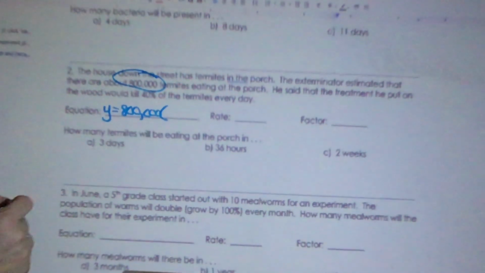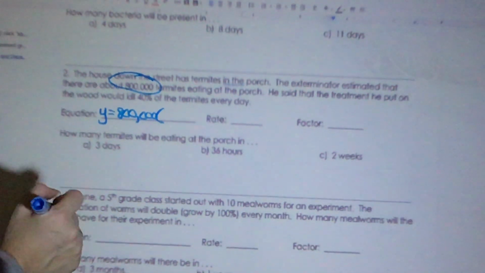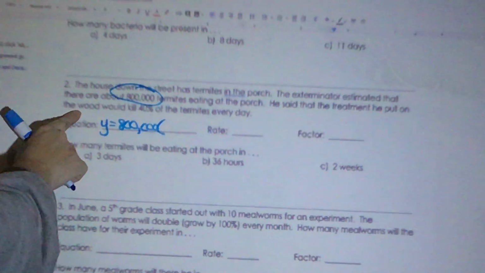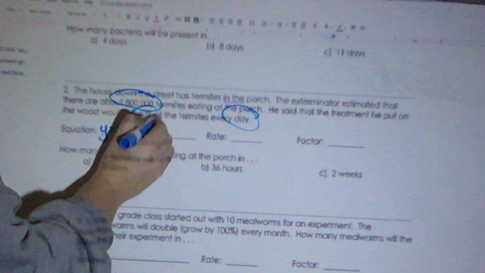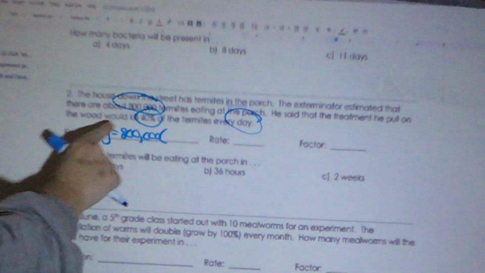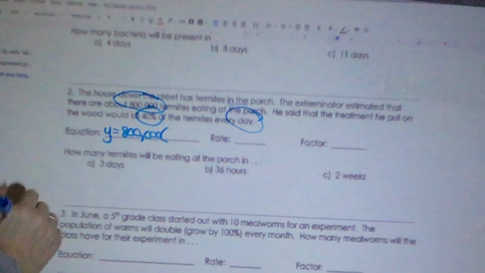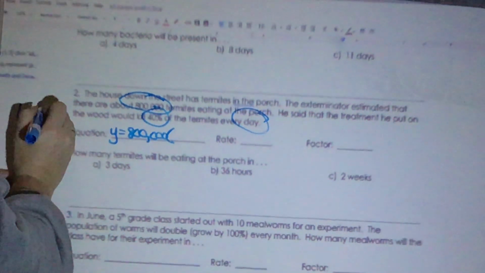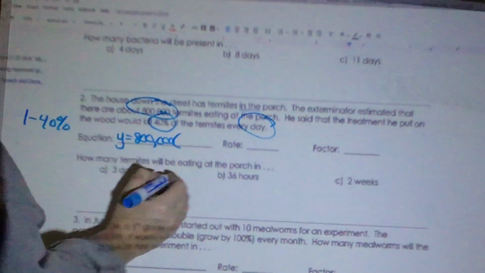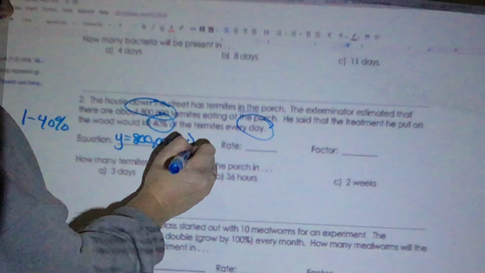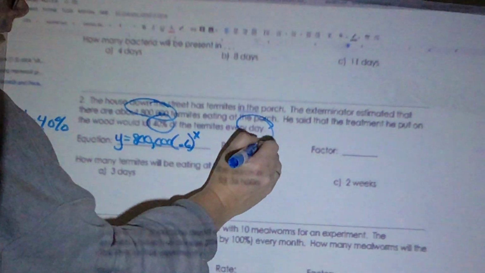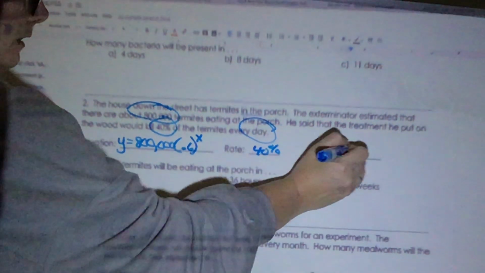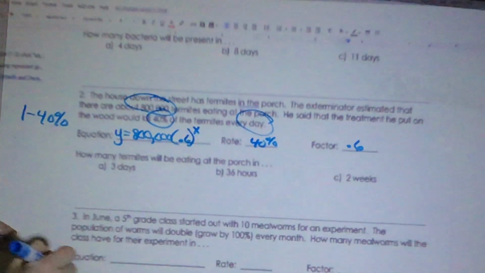Now I want to decide, is this growing or decaying, this situation? And it says it would kill 40% of the termites every day. So that's our time period, and that's our rate. It's definitely decay because it's killing. So I want to do 1 minus 40%, which would give me 0.6 in the parentheses, x. The rate is 40% and the factor is 0.6.